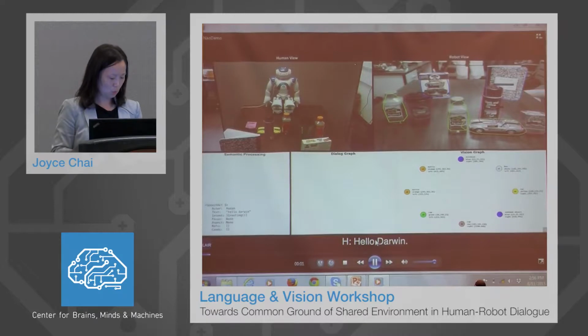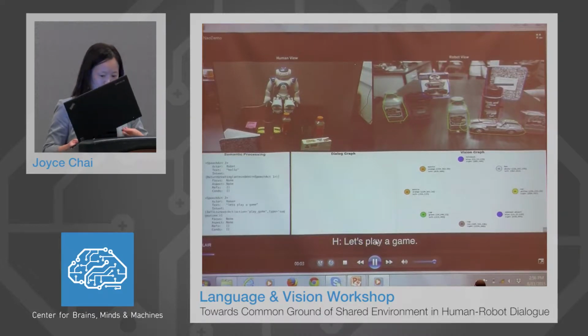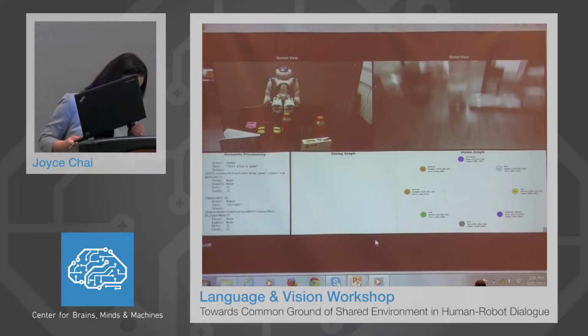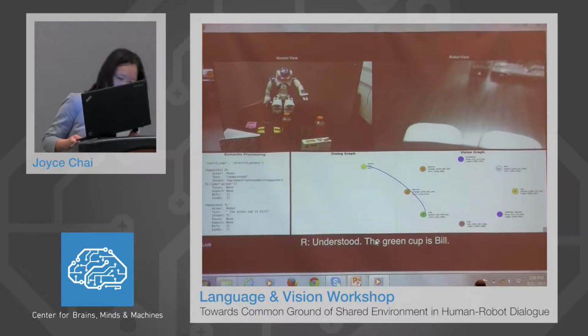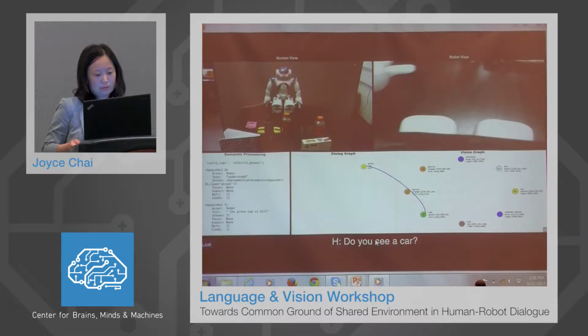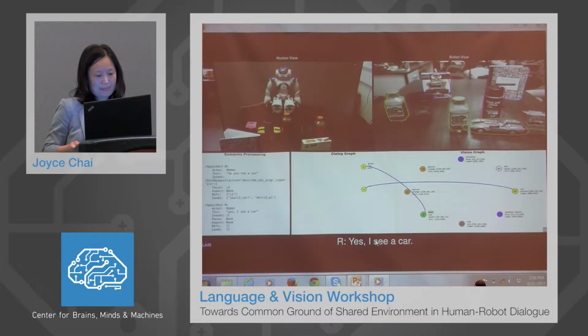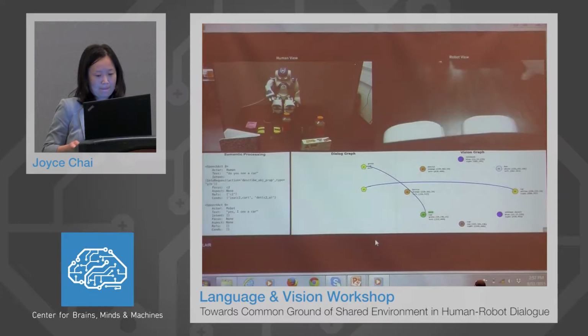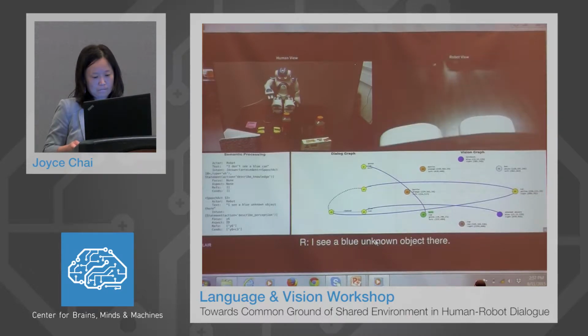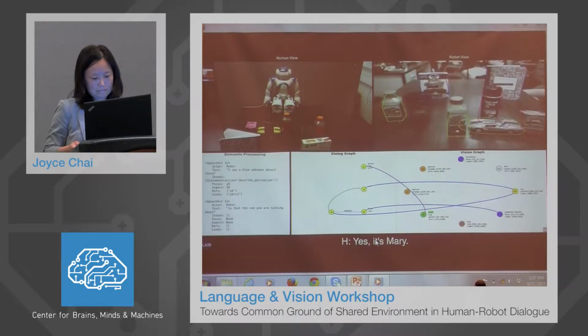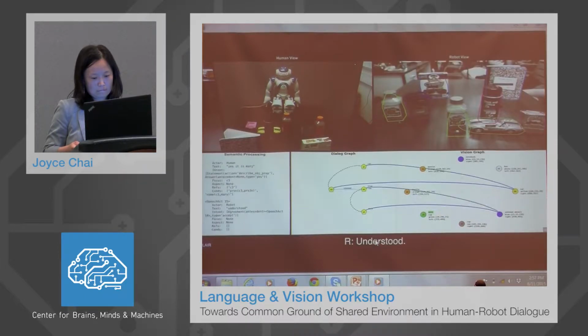Hello, Darwin. Hello. Let's play a game. All right. The green cup is called Bill. Understood. The green cup is Bill. Do you see a car? Yes, I see a car. Do you see a blue can behind that? I don't see a blue can. I see a blue unknown object there. Is that the can you are talking about? Yes, it's Mary. Understood. The blue can is Mary.